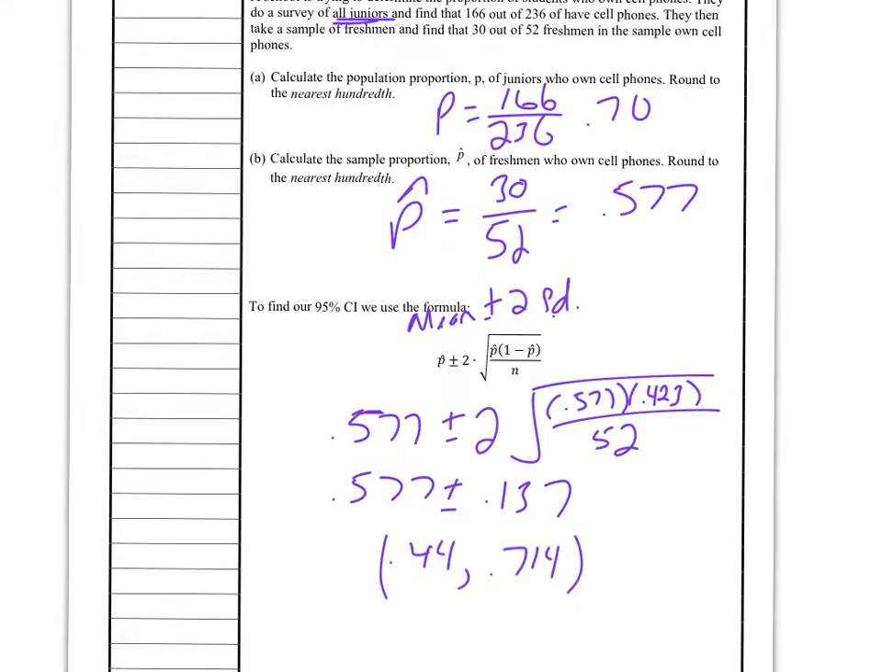We cannot say that they are different. They could be the same is what we can say. So we can say that we have evidence the proportion of freshmen is equal to the proportion of juniors because 70% is within our interval and is inside the bounds that would occur due to random variability.